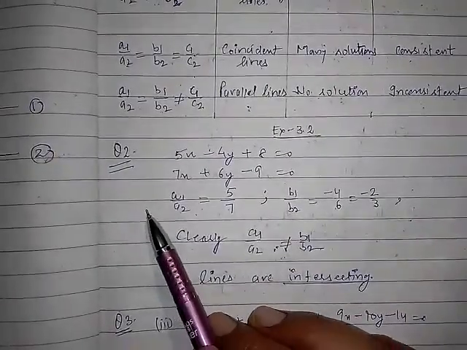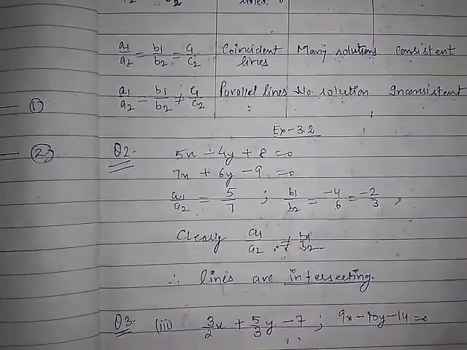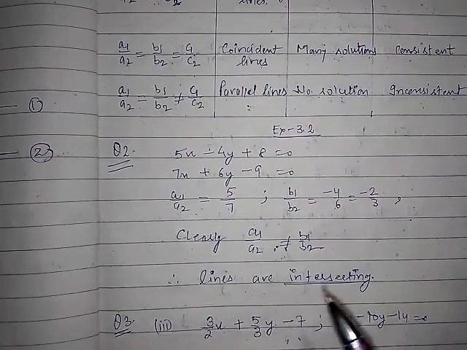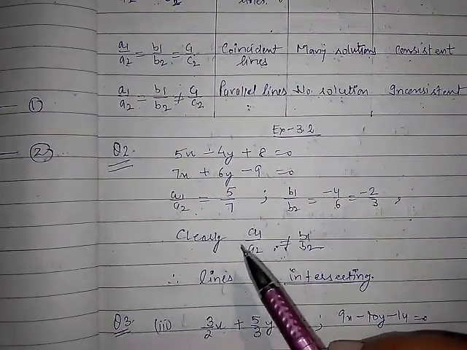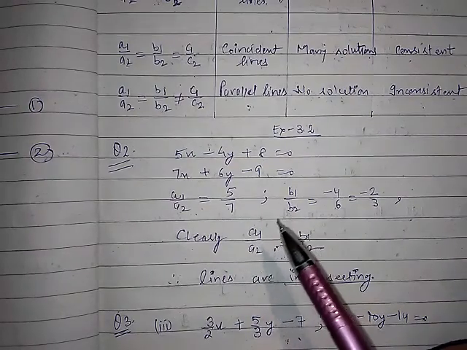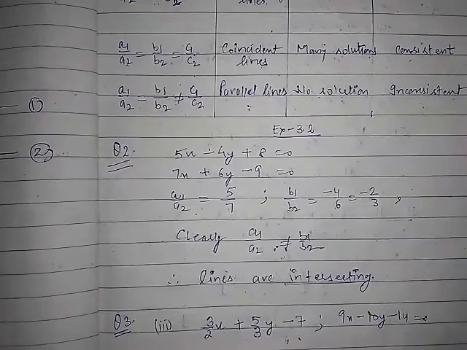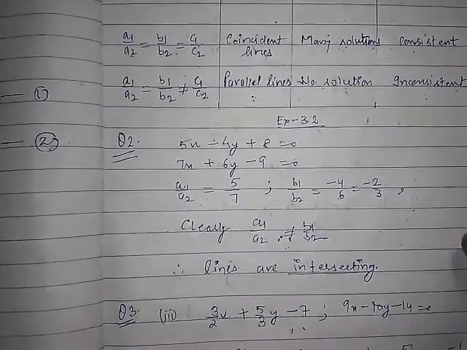Question number 2 is there. So what is the statement over there? After comparing the ratios, find out whether the given system of equations intersect at a point, are parallel, or coincident. It means they are asking about which type of graph will be there.